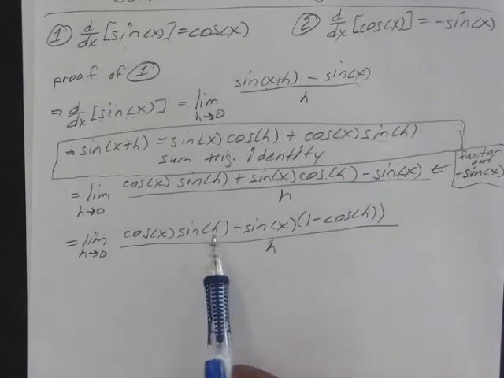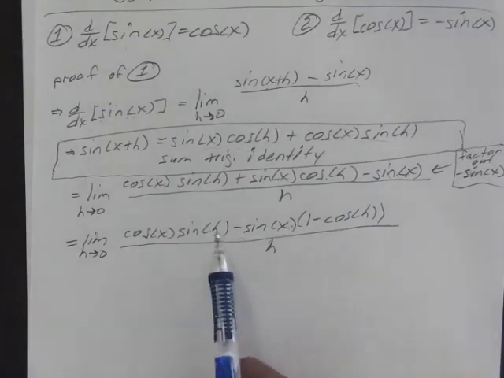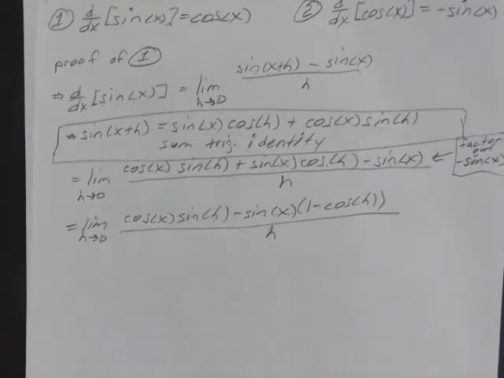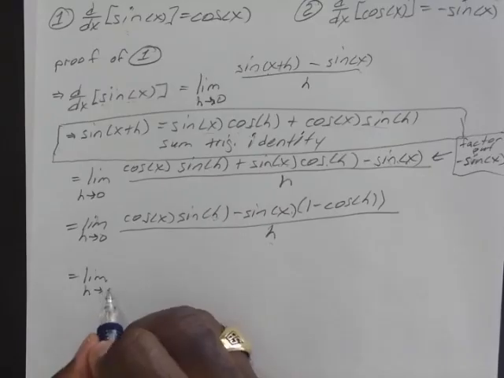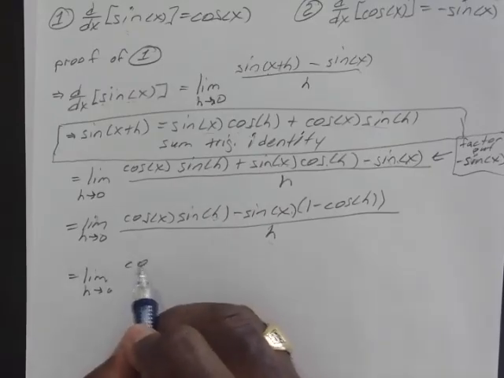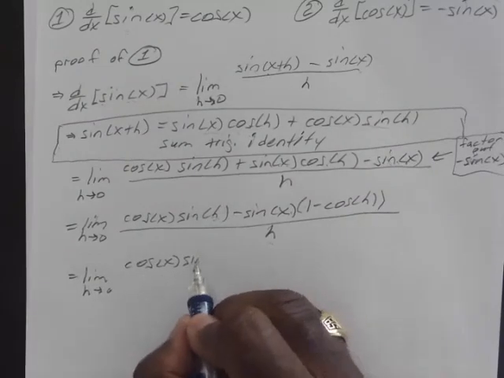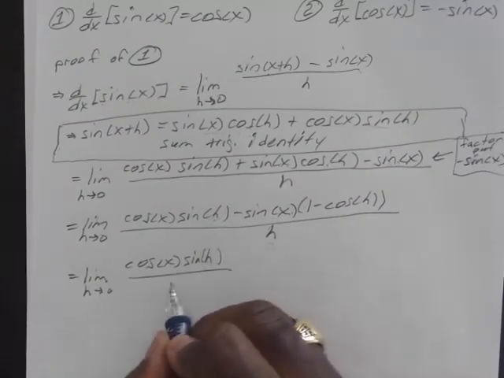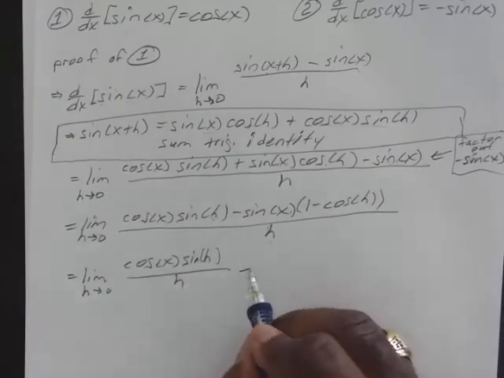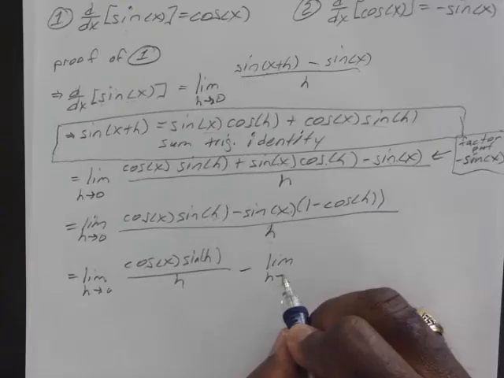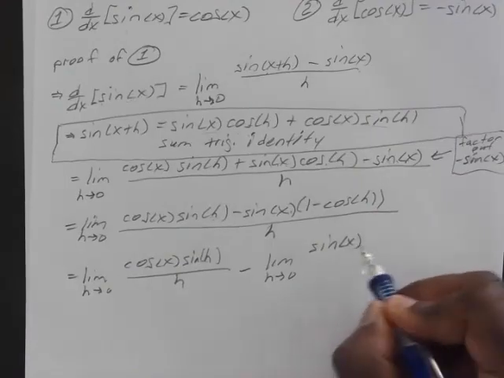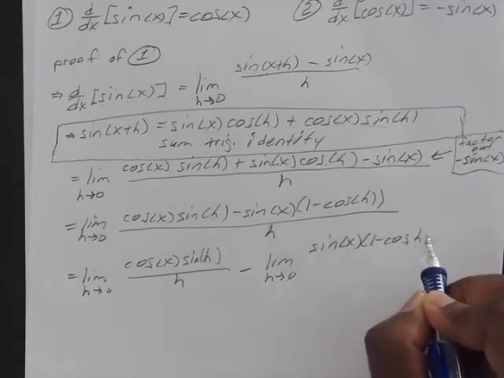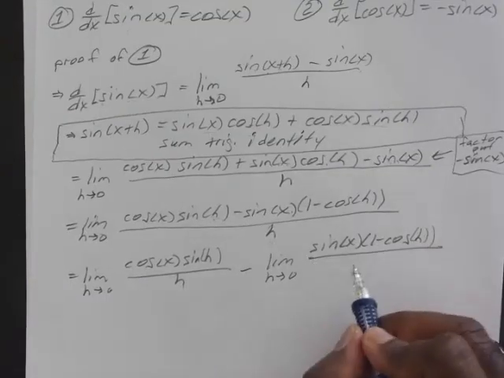Okay. So because we have two terms in the numerator, we can split this one quotient and create two different fractions with the same denominator. So we can have the limit as h approaches 0 of cosine of x times sine of h divided by h, minus the limit as h approaches 0 of sine of x times 1 minus cosine of h, divided by h.